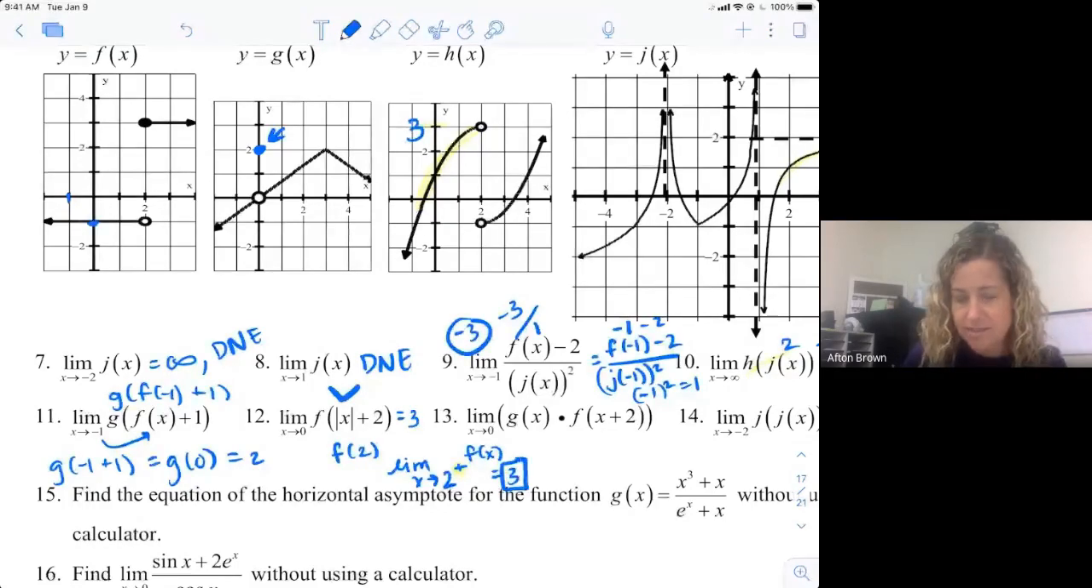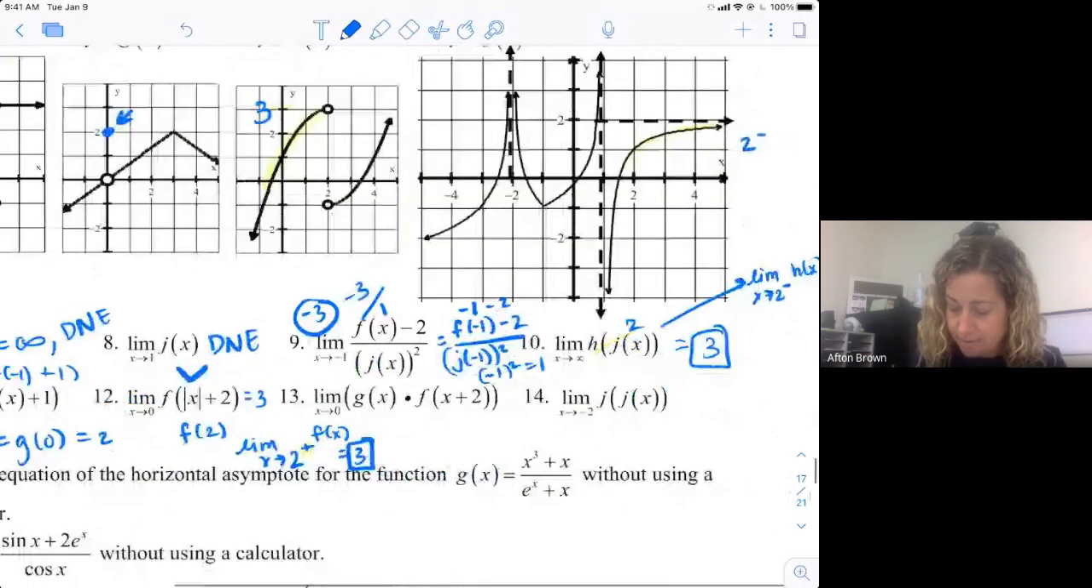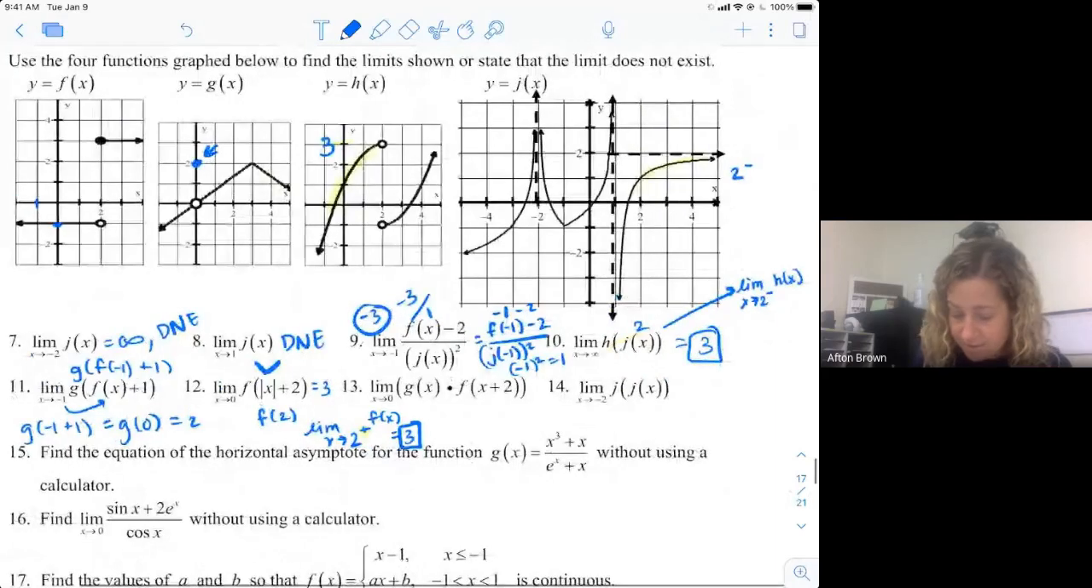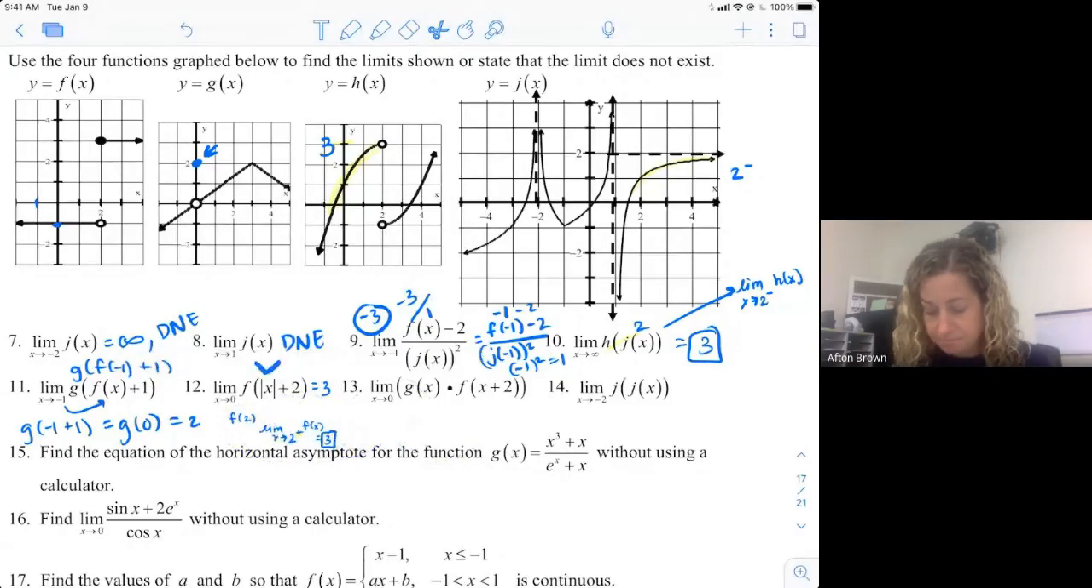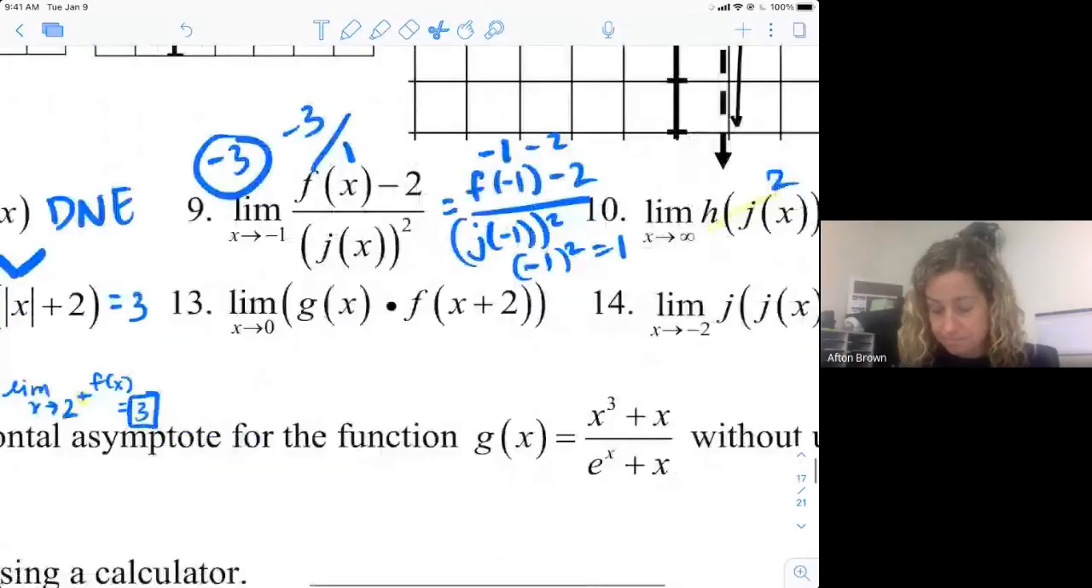Okay, so whenever there's that discontinuity, a jump discontinuity, you have to think through whether you could be approaching the number from one side or the other. Okay, what about 13? Wait, Ms. Brown.